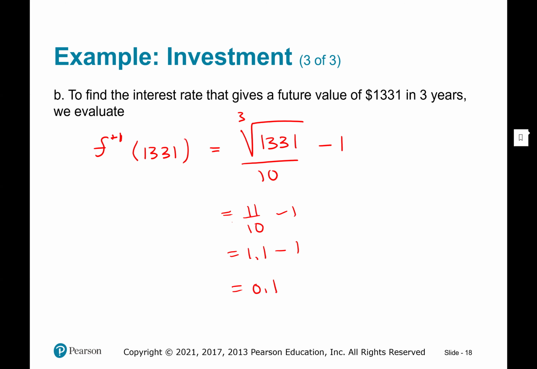So that's 0.1. How do you determine what the interest rate is? Do you multiply that by 100? To get from a decimal to a percentage, do you multiply by 100? So is that 10%? And that's unheard of where you're investing money. Can you imagine investing at 10%?